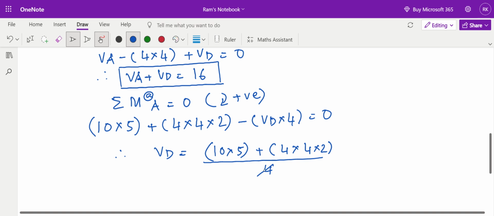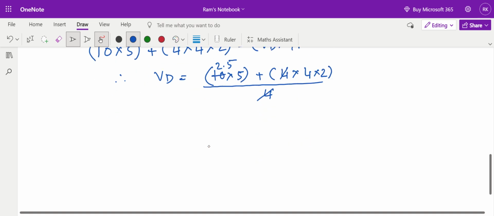So I will cancel this 4 with 2.5 over here, and I will cancel this 4 with 4. So 2.5 into 5 plus 4 into 2, 8. Therefore VD is equal to 2.5 into 5, 12.5 plus 8, that is 20.5. So VD is equal to 20.5 kilonewton.